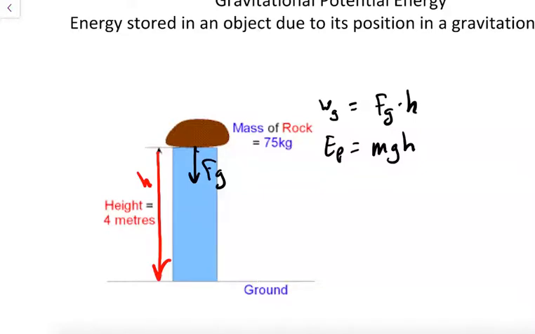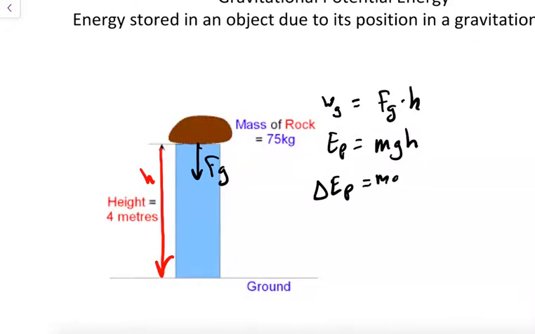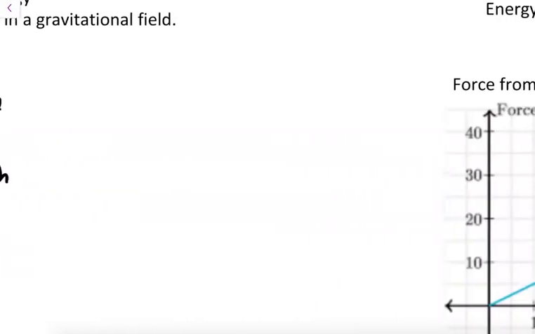More often though, we'll see this as change in EP, because we don't like setting a height to be 0 unless we have to, unless it's a situation. So we like to see this as mg delta h. That's the change in gravitational potential energy. You might also see it as EGP if we want to be explicit, because there are other forms of potential energies. Like, I think we go into this one, yeah.